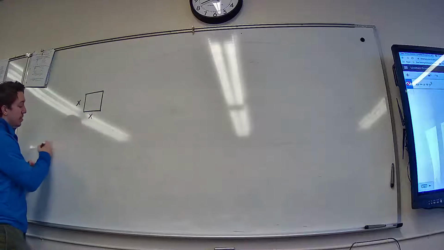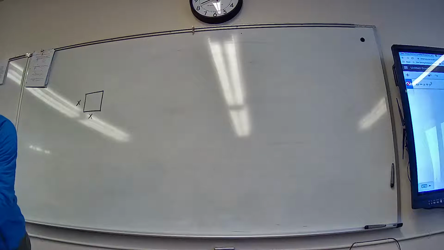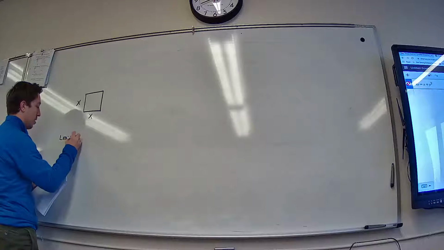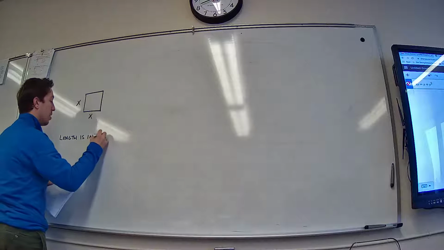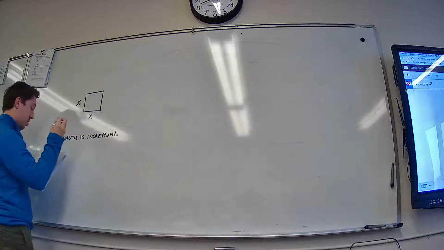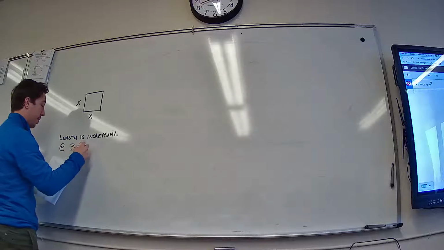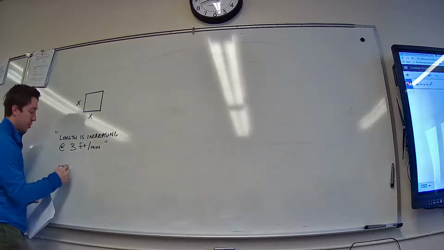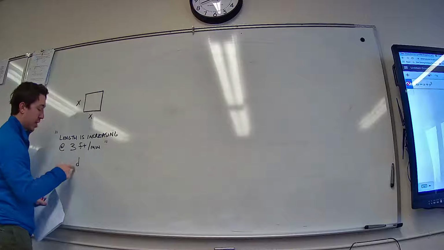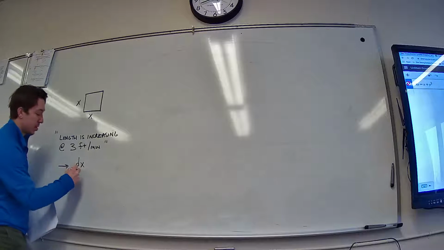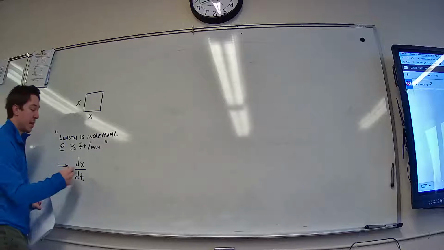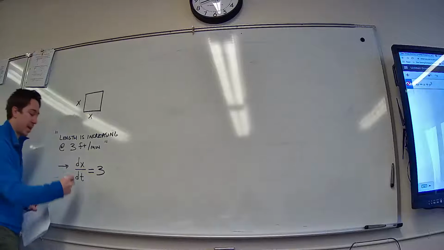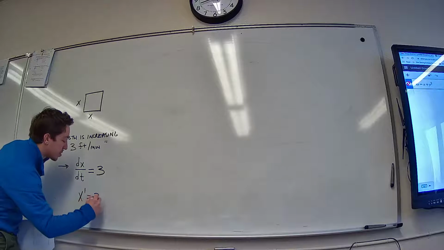So what we can say is that when this says the length is increasing at 3 feet per minute, you can translate that sentence into the change in side length with respect to time is 3. Which we usually would write just like this, x prime equals 3.